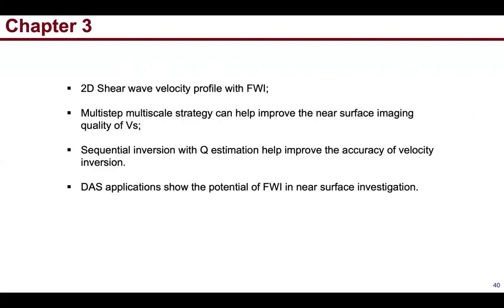So this is the summary of this part. We conducted 2D shear wave velocity inversion. We investigated the near surface with FWI, and we used this multi-step, multi-scale strategy, and it improved the near surface imaging resolution. And we used a sequential inversion with Q estimation to help improve the accuracy of the velocity inversion.